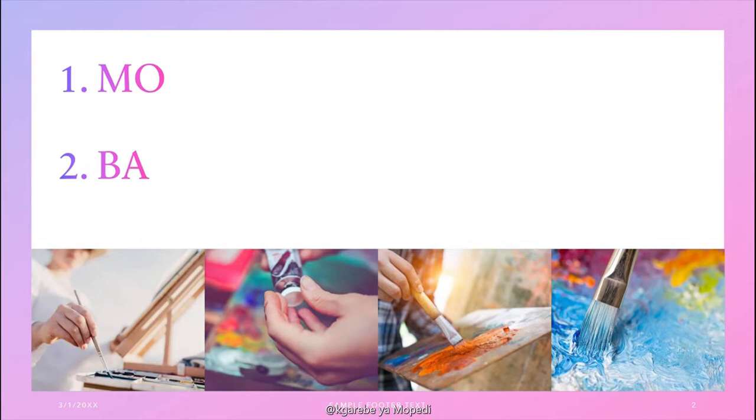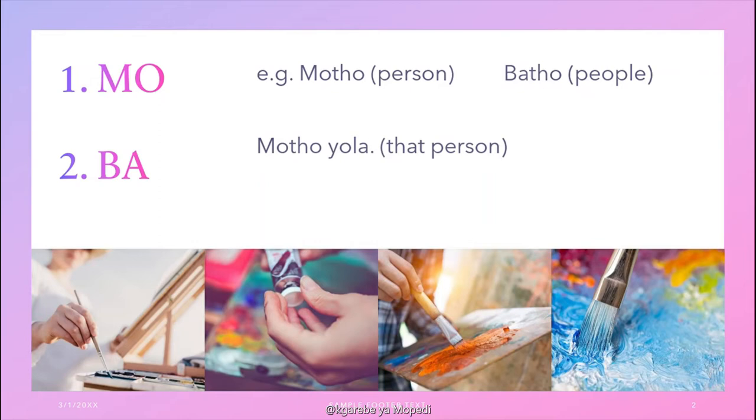So the first prefix is mo. The plural of mo is va. For example, motho or vathu. Motho is a person and vathu are people. For example, motho yola, that person. Vathu vale, those people.